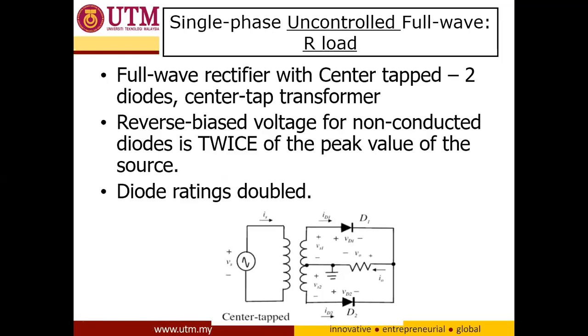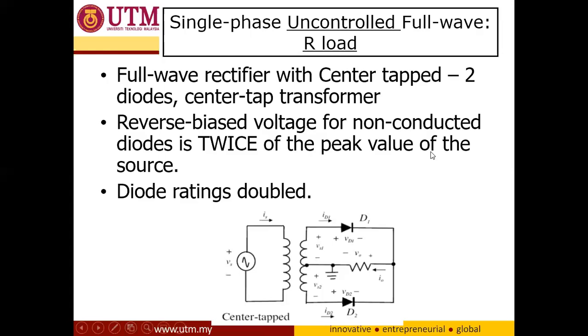And this is the second type of circuit for the full wave rectifier. Okay, so we call it the center tap. As you can see here, we are using a transformer, a center tap transformer. The function of this transformer is for electrical isolation, for protection. Okay, and we are using 2 diodes.